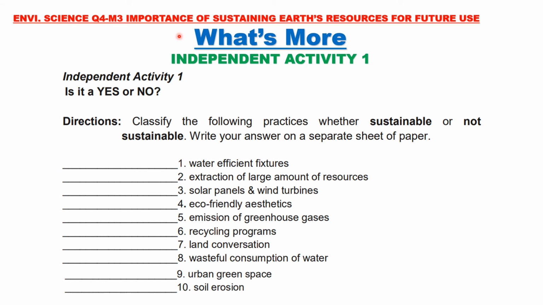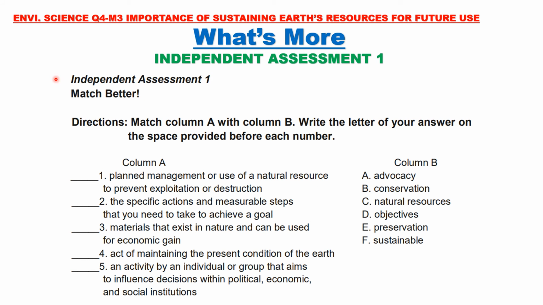Let us now discuss the different activities in What's More. Independent Activity 1, is it a yes or no? Classify the following practices whether sustainable or not sustainable. Independent Assessment 1, Match Better. Match column A with column B. Write the letter of your answer on the space provided before each number. So for your choices, we have advocacy, conservation, natural resources, objectives, preservation, and sustainable.